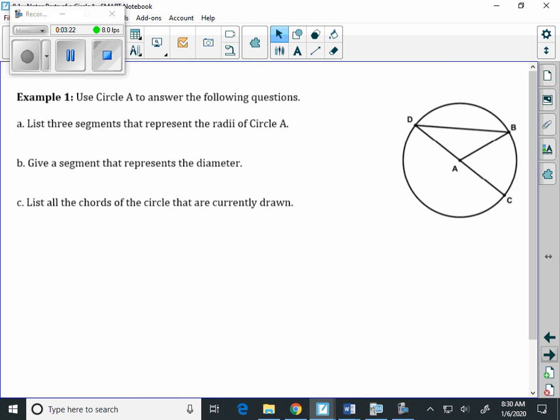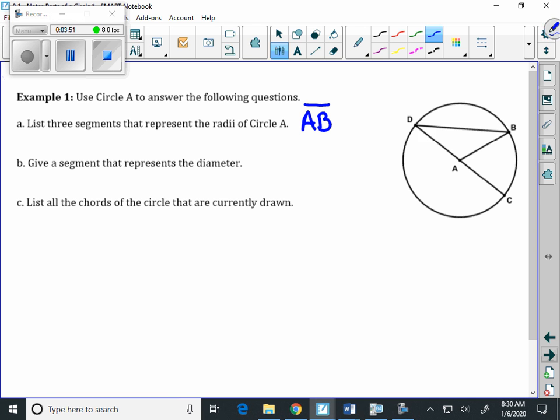If we take a look at this picture that we looked at a moment ago in terms of chord, it says list 3 segments that represent the radii of circle A. I'll start with one. It's going to be AB. And remember the symbolism for segment is a line. Some of you put 2 dots at the end of the line. I don't spend my time doing that. But AB is a radius.